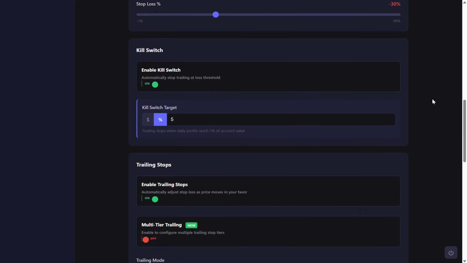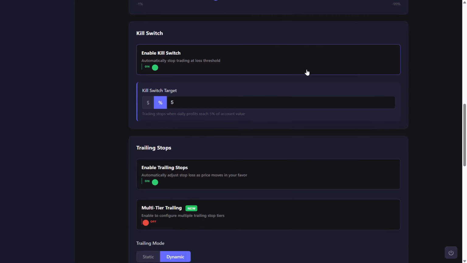Okay. As we go to the kill switch, we kind of already talked about the kill switch, but this is basically the amount of money that you want the bot to stop trading at. Okay, so let's go to, you can do either percentage, which is a percent of your account value, or you can do a dollar amount.